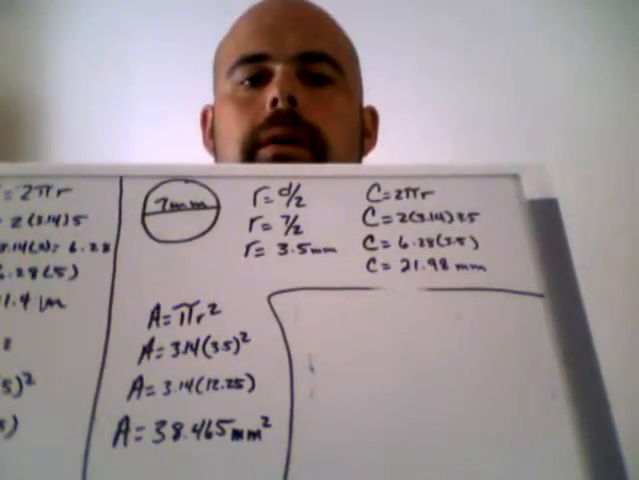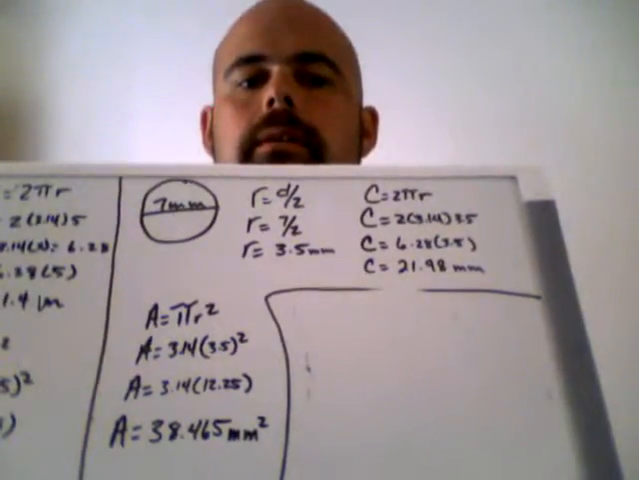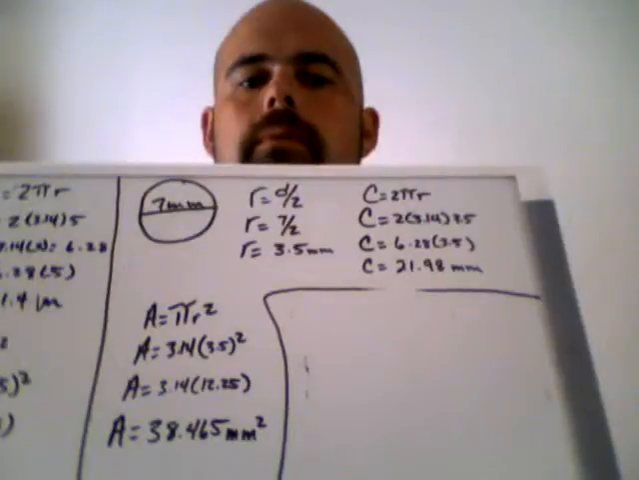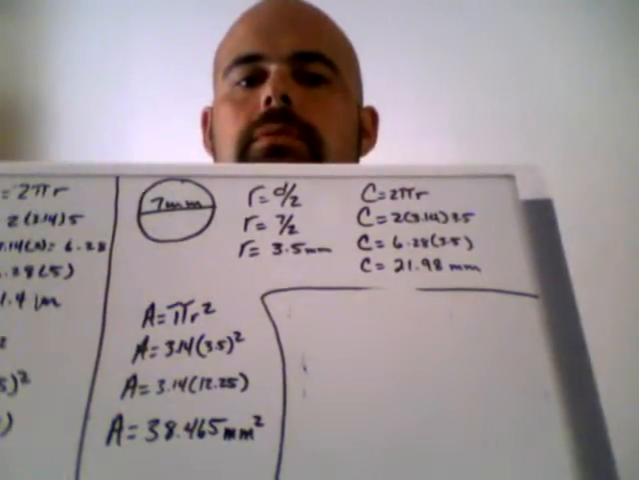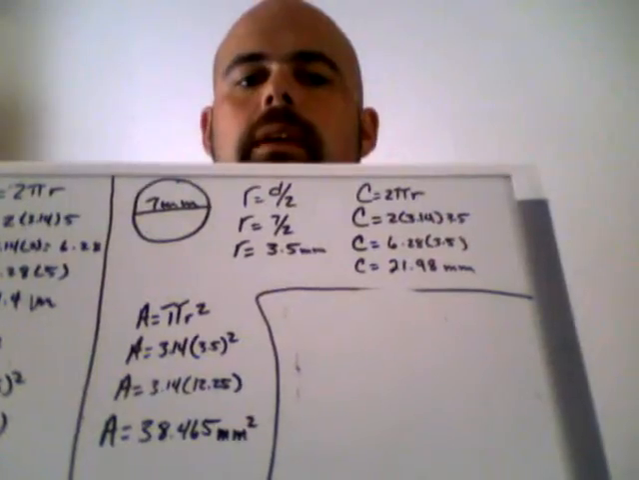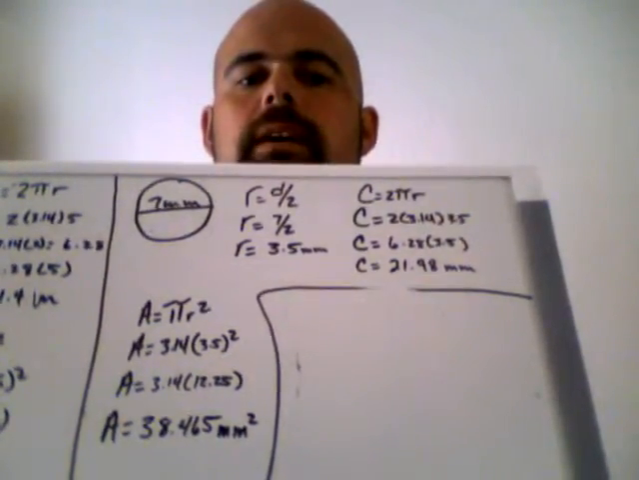And then to find the area, we just do the same thing. We apply what we have, and we get 3.14 times 3.5 squared, and then we multiply 3.14 times the square of 3.5, which is 12.25, and we get an answer of 38.465 millimeters squared.